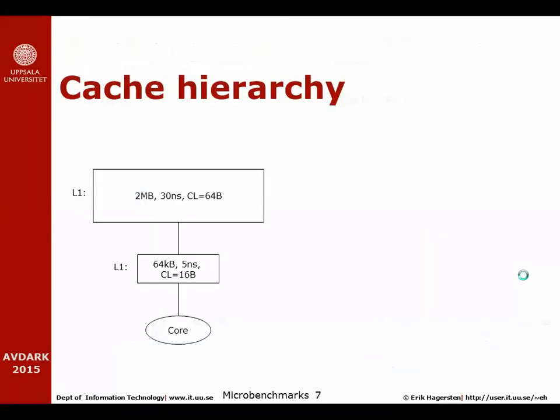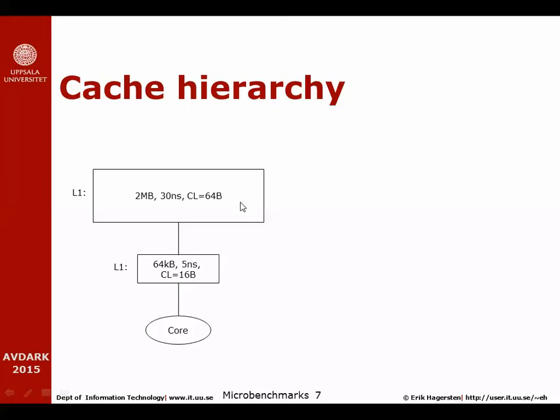Now looking at the cache hierarchy, we have two caches. The first level cache has 64 kilobyte capacity, 5 nanoseconds access time, and cache line size of 16 bytes. The second cache, which should say L2 here, has 2 megabytes of capacity, 30 nanoseconds access time, and cache line size 64 bytes.